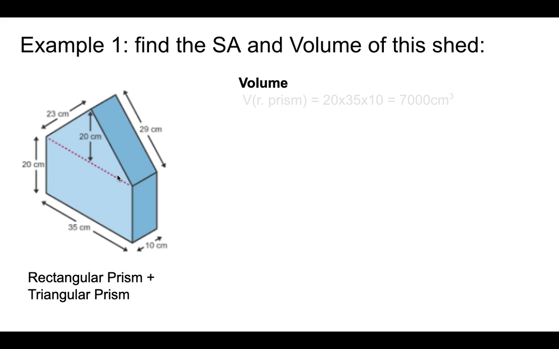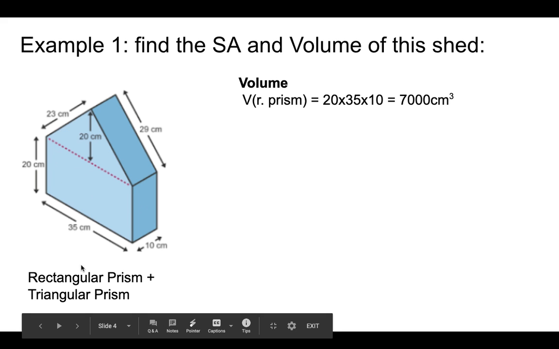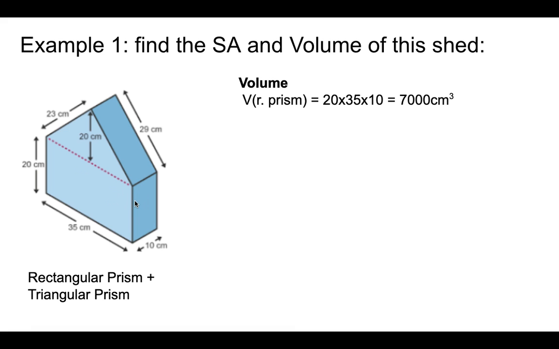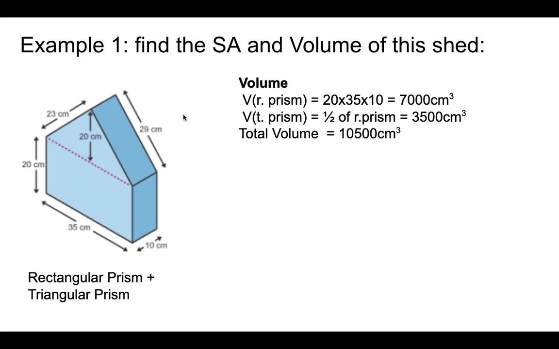So to find the volume, you're going to find the volume of both of these shapes. So we're going to find the volume of the rectangular prism, which is just the width times length times height. So that's 20 times 35 times 10 gives us 7,000 centimeters cubed. And then the volume of the triangular prism, well, if you remember, it's half of the rectangular prism because they have the same height and the same base and the same width. So you can think of this one as half of width times length times height, which is 3,500 centimeters cubed. So our total volume for this shape is 10,500 centimeters cubed.